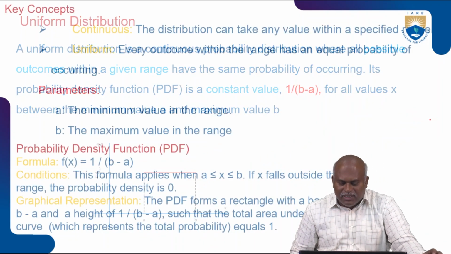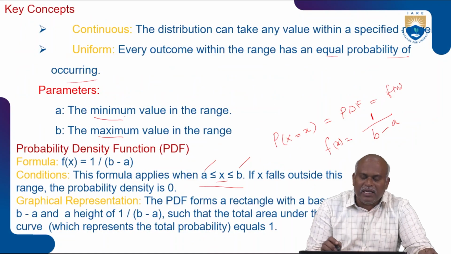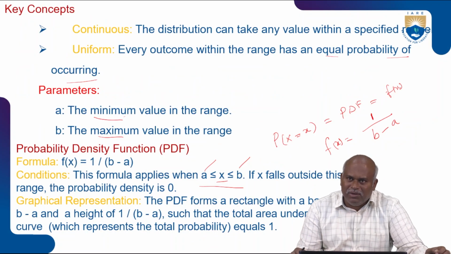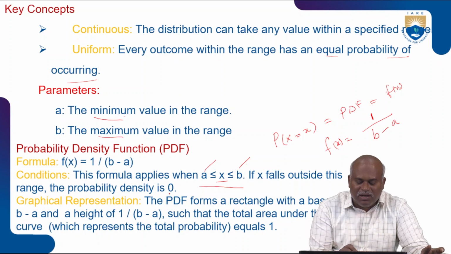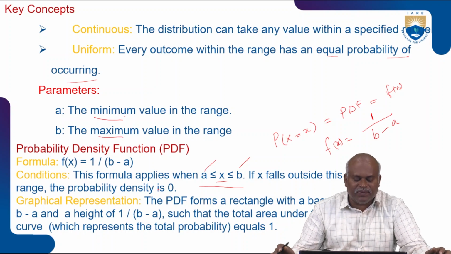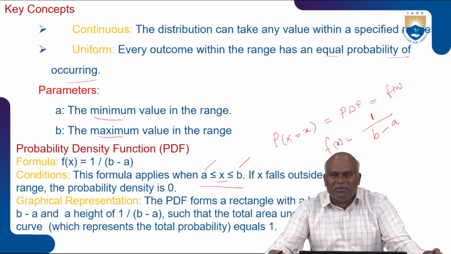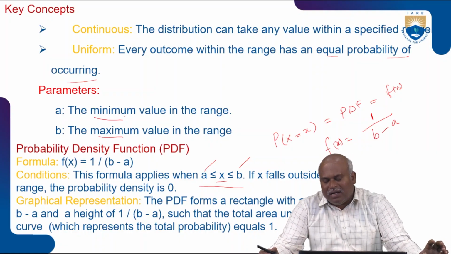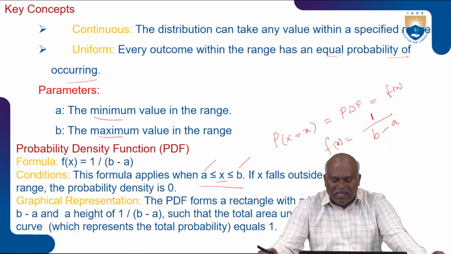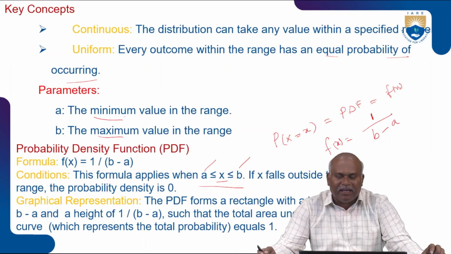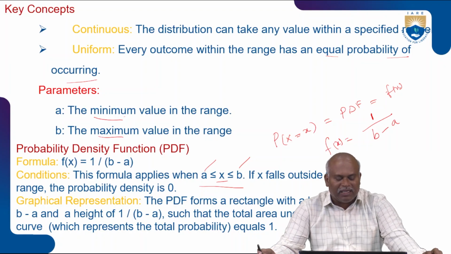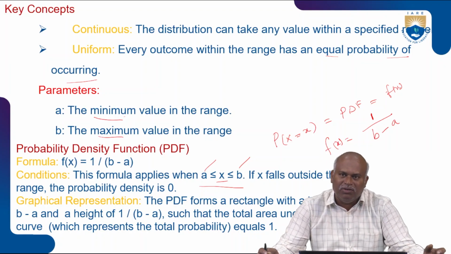Okay. So that's the probability density function. It's going to be 1 by (b minus a), and at the same time, in the remaining portion, all the values are zero. So we represent the graphical representation of the probability density function as a rectangle with a base of b minus a and a height of 1 by (b minus a), such that the total area under the curve is equal to 1.